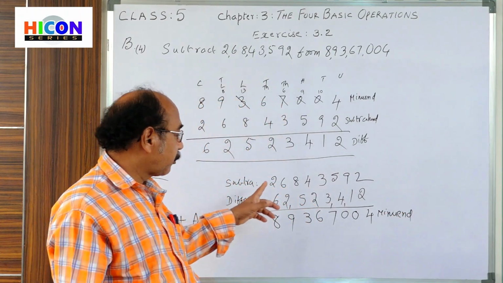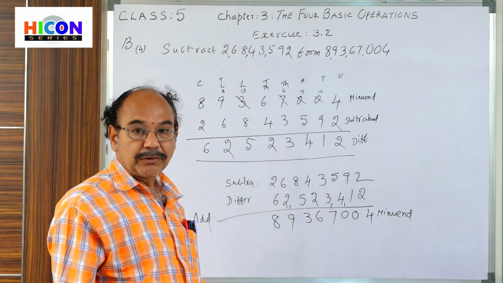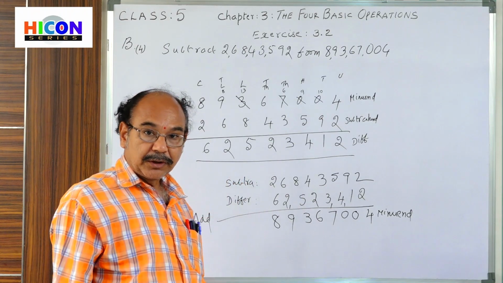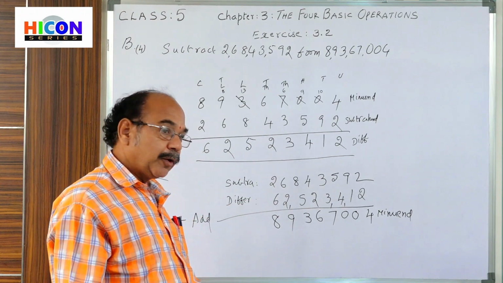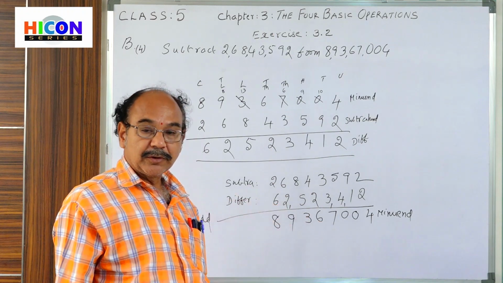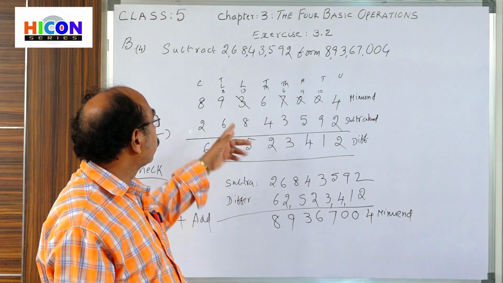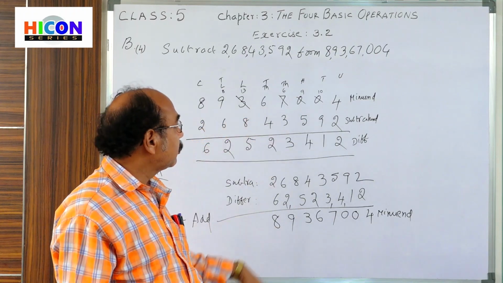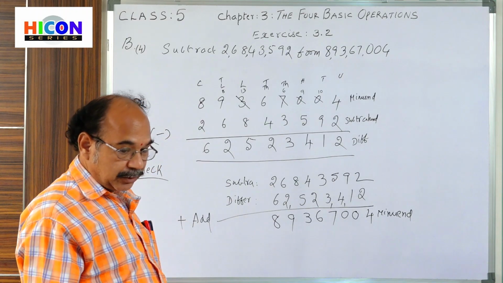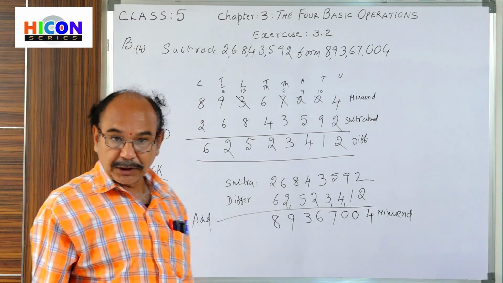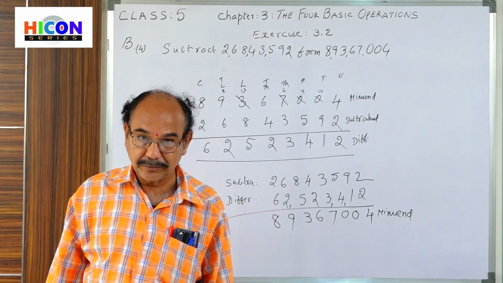So here in subtraction, to the subtrahend, the difference is added. By adding these two, what did we get? We got the minuend. What is the minuend here? 8936 7004. This is it. Like this we can do the subtraction. Okay, children? Go to the next section.